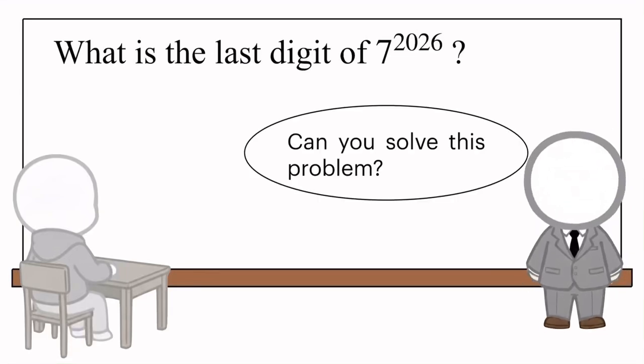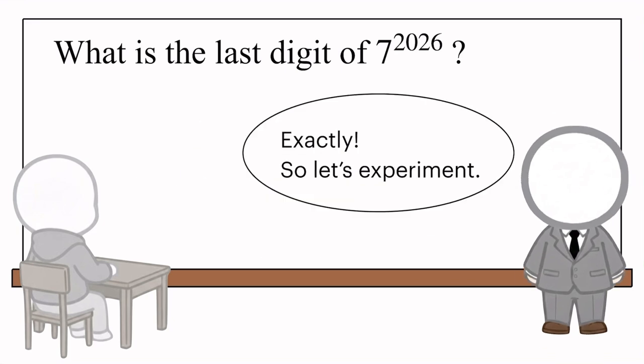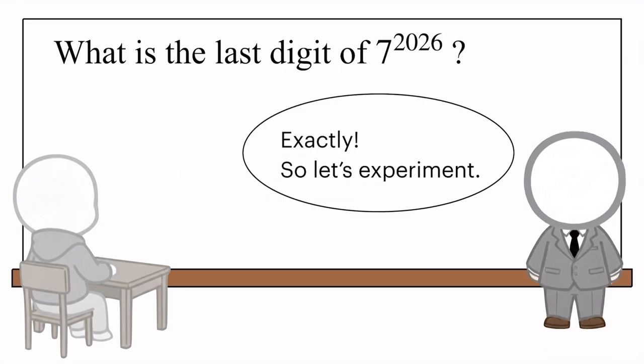Can you solve this problem? There is no way we are going to multiply everything out, right? I'm already tired just thinking about it. Exactly. Raising 7 to the power of 2026 would be way too hard. So let's experiment. Starting from 7 to the first power.